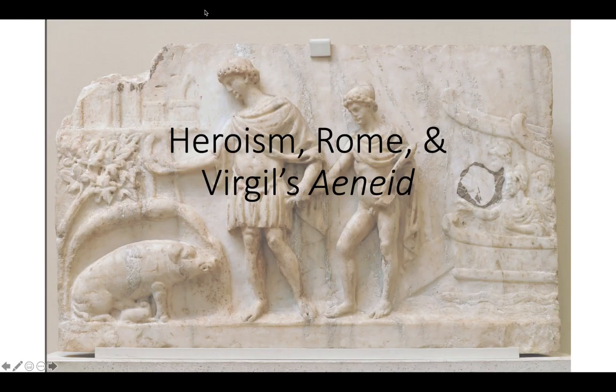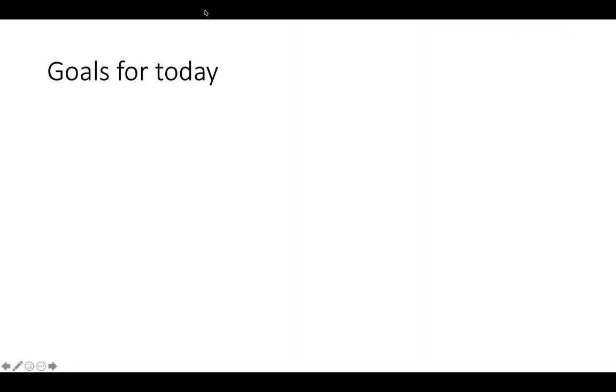Okay, students, today we're going to begin our last unit of the semester on art and culture in antiquity, and that section is on Rome. So I'm introducing it through thinking about Rome as a civilization, a city, an empire, historically, and then how Rome features in Virgil's great epic of Rome, the Aeneid. So I'm excited for today.